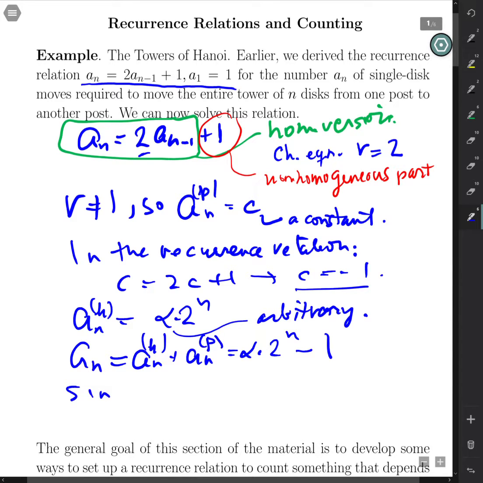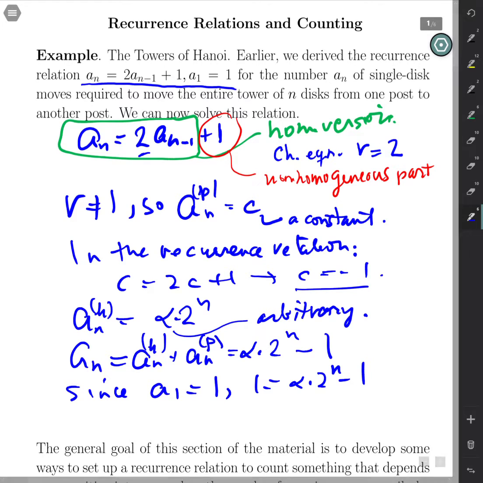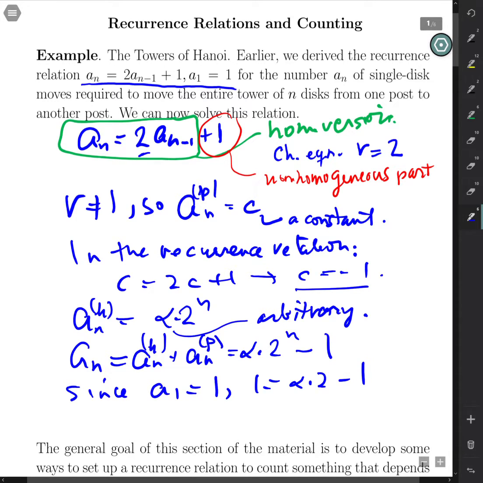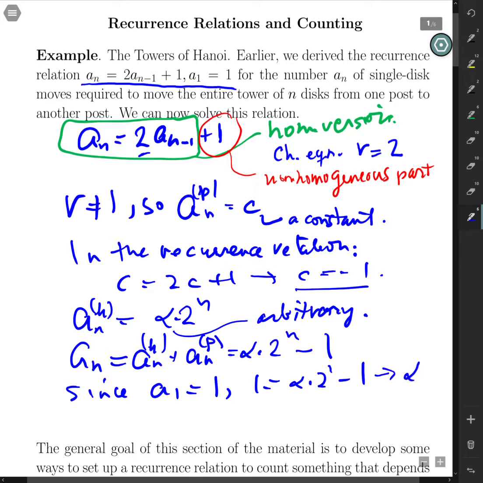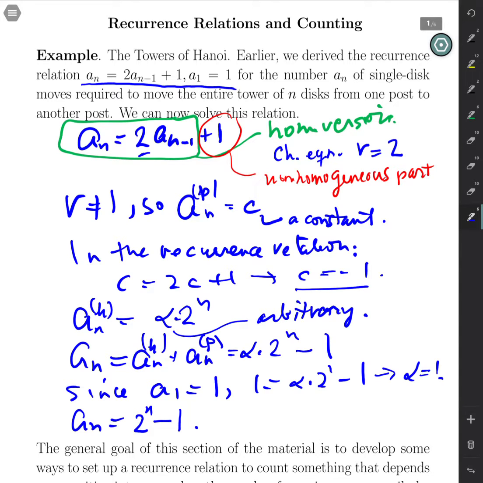So since a_1 = 1, we'd have 1 = alpha times 2^1 minus 1, and that's just a 2 there, 2 to the first power. So 2 alpha is 2, and alpha is equal to 1. So we get our solution a_n = 2^n minus 1. I know we played around with this in class, but I just wanted to have a record for this.